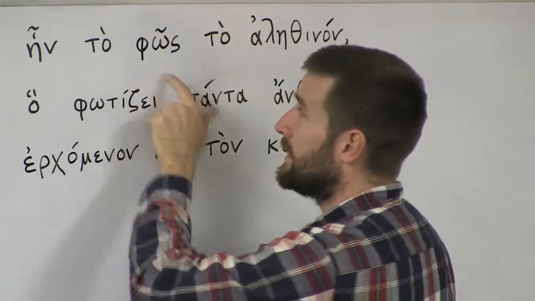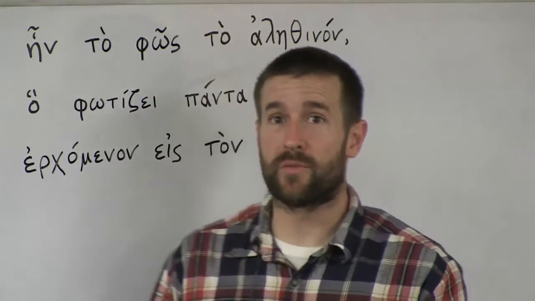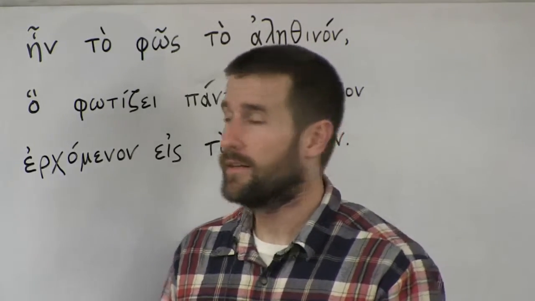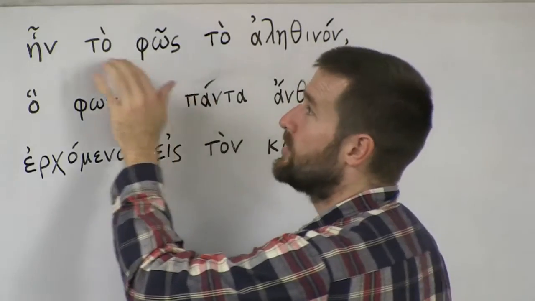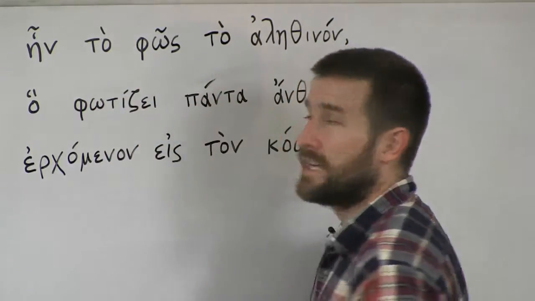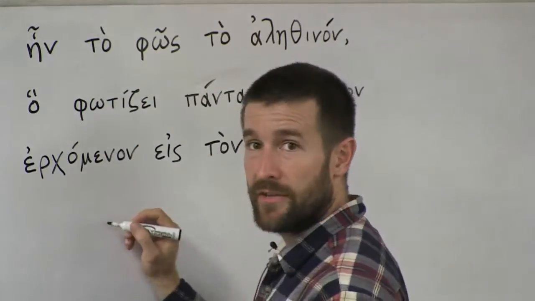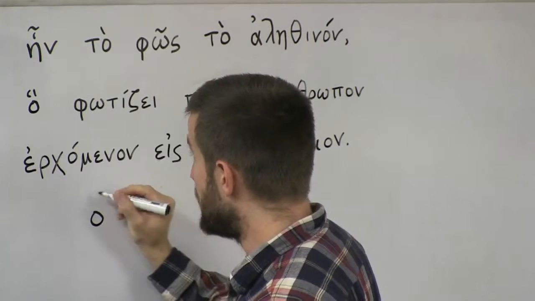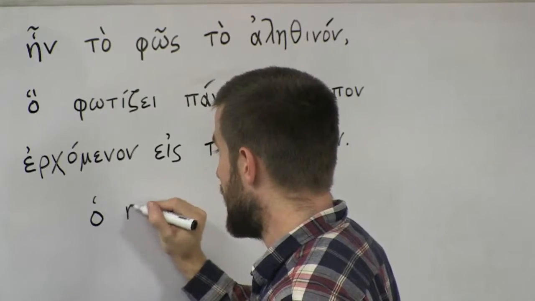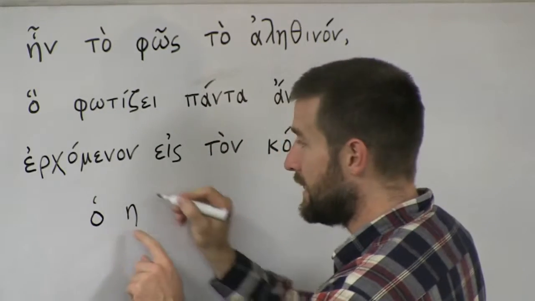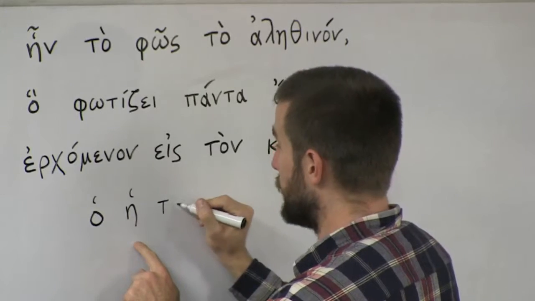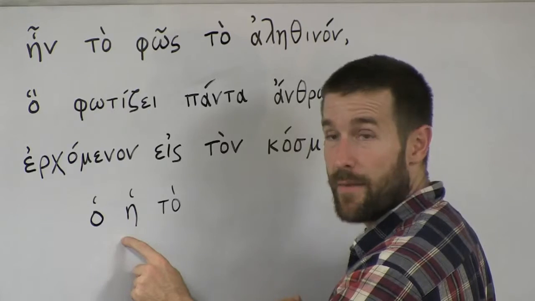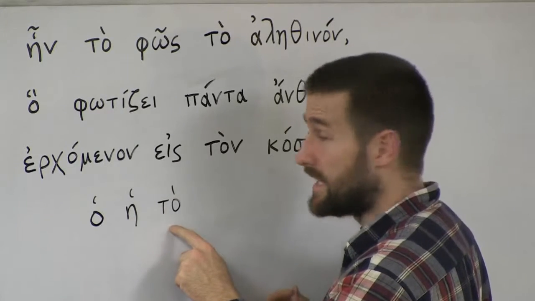Now the word light, phos, should remind you of some English words that are derived from it, like phosphorescent or a photon. Phos means light. To phos means the light. Now so far we've learned three singular nominative words for "the." This is "the" in the singular nominative case, and we have the masculine, the feminine, and the neuter form of it, okay? So O is masculine, E is feminine, and to is neuter.